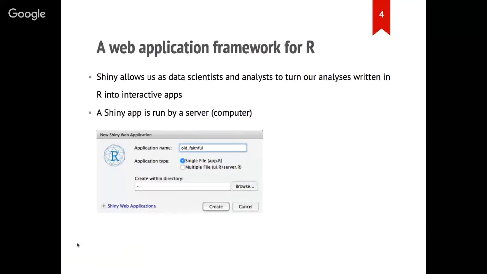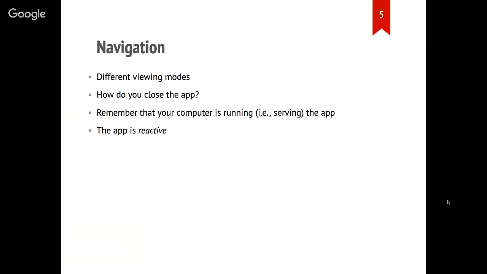So that is a super simple example of a Shiny app. It had a UI, it had a server. We saw it do some things here. I noticed that I could close the app by hitting the little X button. There's also a stop button in RStudio that you can use to make it close down. Remember that if you're doing this in RStudio or in R on your computer, your computer is the one that is serving the app. And notice that the app is reactive.